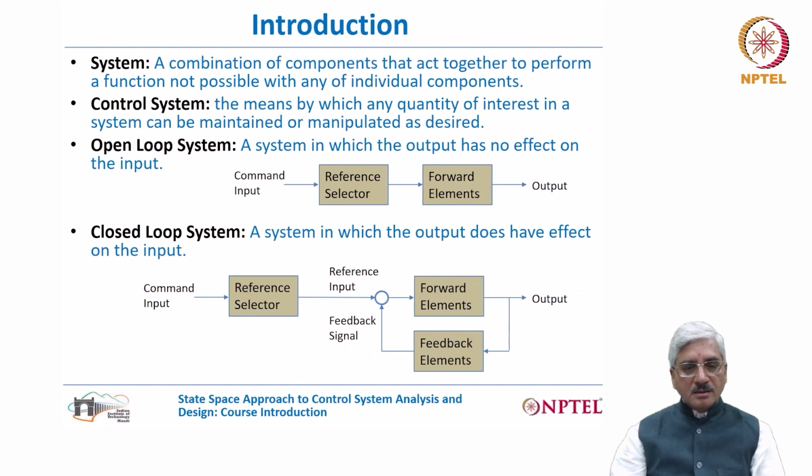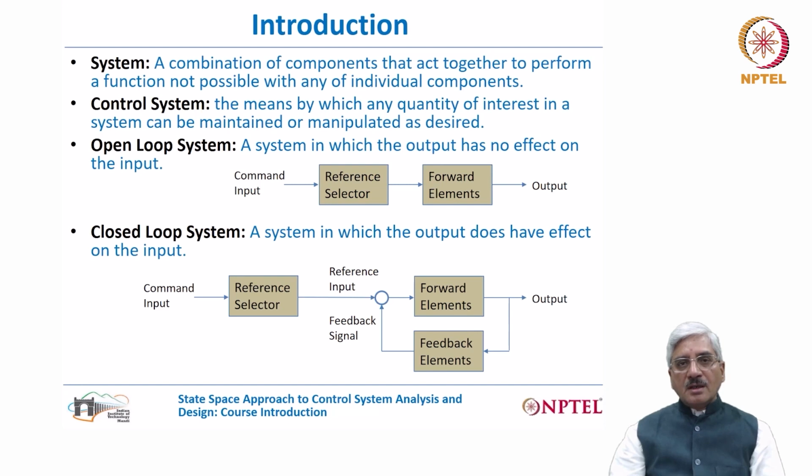A system is defined as a combination of components that act together to perform a function not possible with any of the individual components. In the real life system, there is a lot of complexities. Nothing is too simple to be just a simple interconnection of individual components. Generally, a system is an interconnection of several subsystems, and each of the subsystem is again a combination of several individual components, and not only the components of one kind but components of different kind.